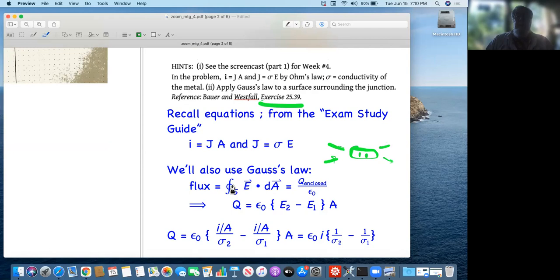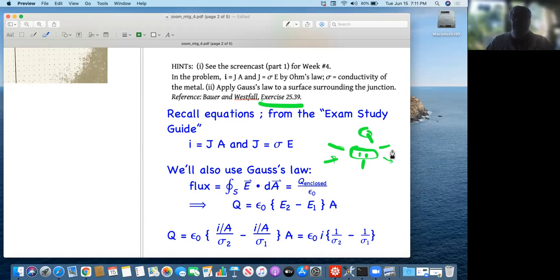And the net flux is the charge enclosed. Well, the charge enclosed is exactly what we're trying to calculate: the charge at that junction. So we put up a little Gaussian surface here, a little cylindrically shaped surface, where the junction occurs. Now I can solve this for the charge enclosed, multiplied by epsilon 0.